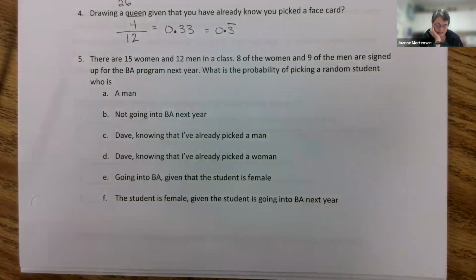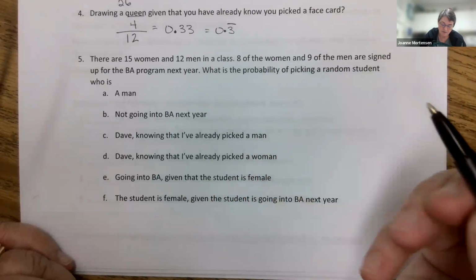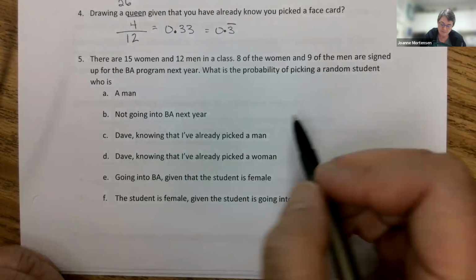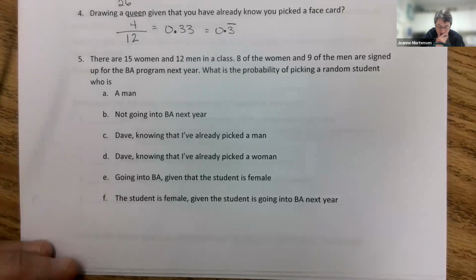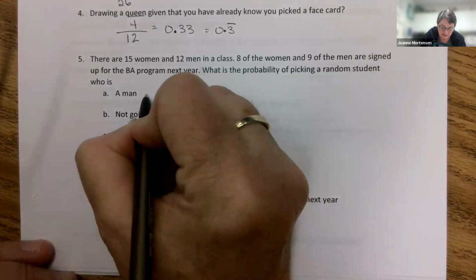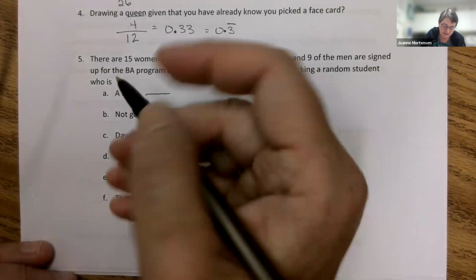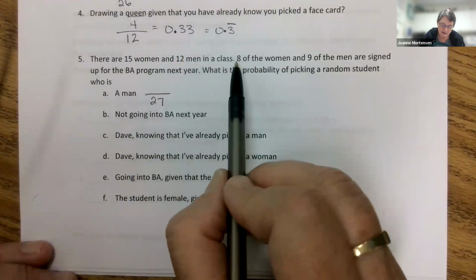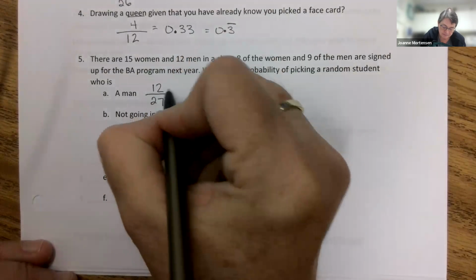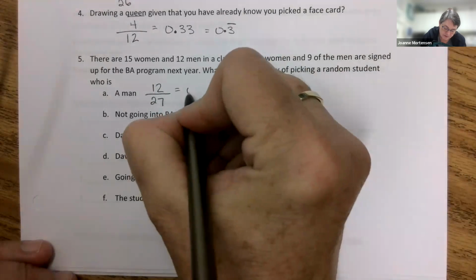Okay, I hope you tried. Let's see how it goes. There are 15 women and 12 men in a class. 8 of the women and 9 of the men are signed up for the BA program next year. What is the probability of picking a random student who is a man? Okay, so all we care is that they're a guy. First of all, how many people do I have altogether? That's 15 and 12. That's going to be 27. And we want a man, and it says there's 12 men. Done. 0.44.